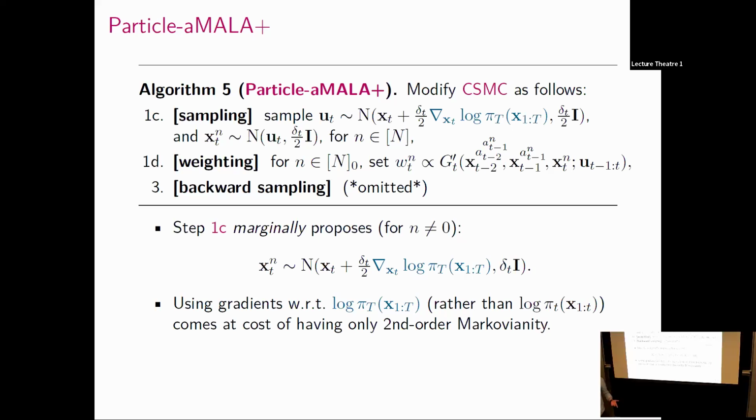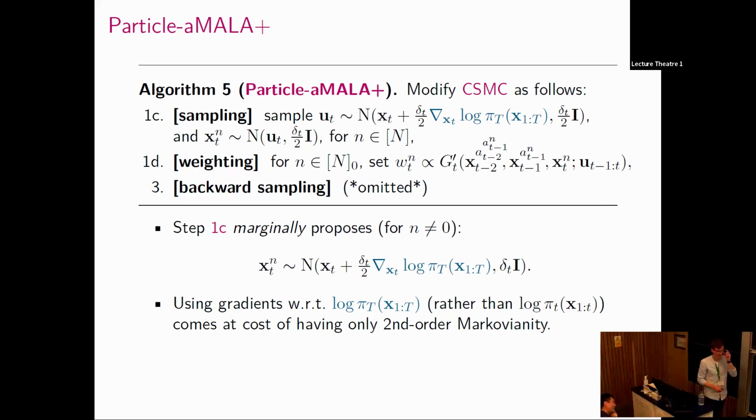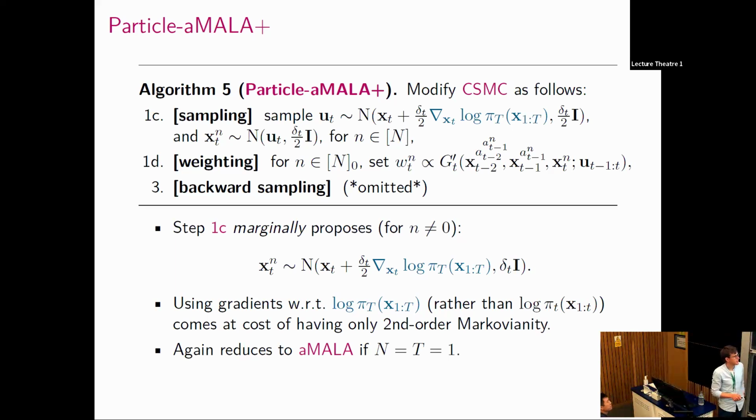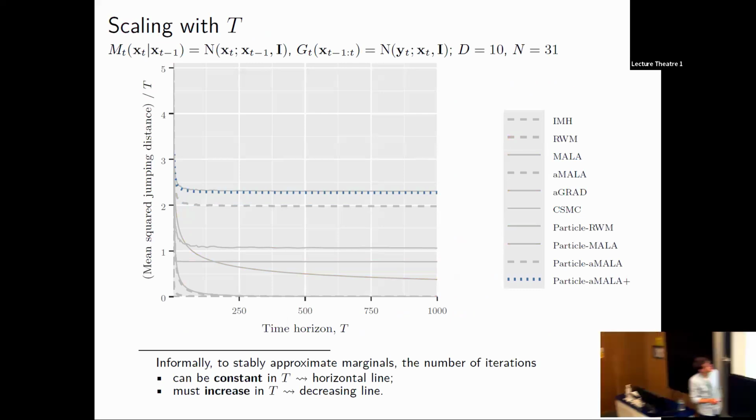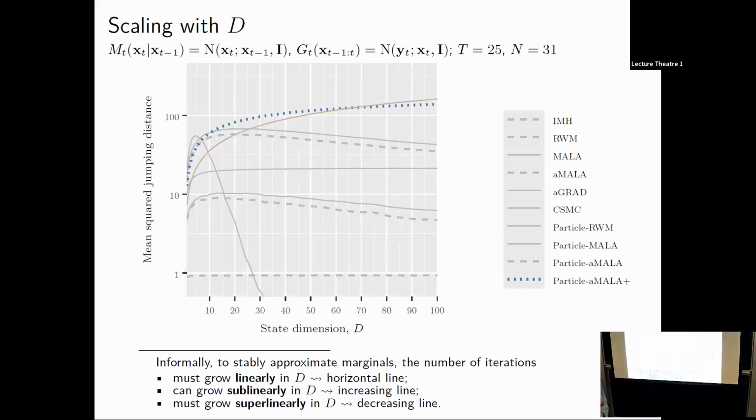And so the weight updates are a bit more complicated. So that's why you get this really nice thing here, which, if you ever talk to people who don't like SMC, is why they don't like it. But the cost is still linear in N and T, though it's a bit more complicated. And again, this reduces to A Muller. Again, with the time horizon, it behaves nice and stably, and it also seems to scale quite nicely with the state dimension.